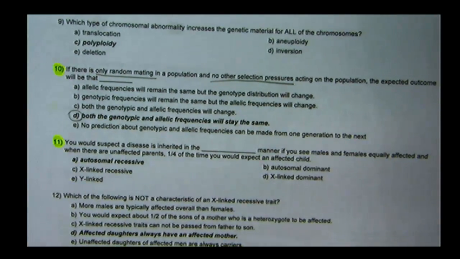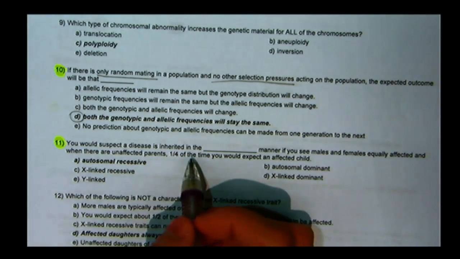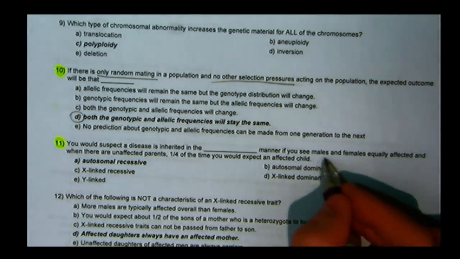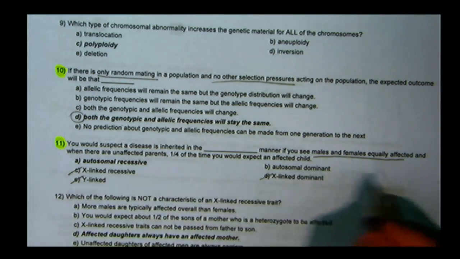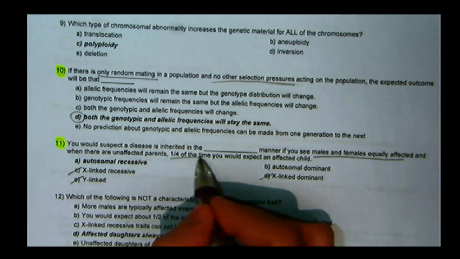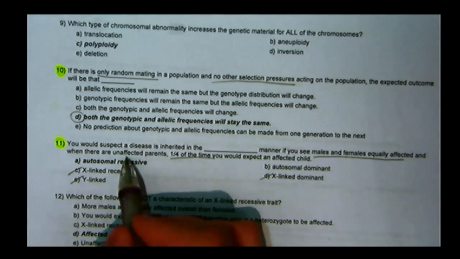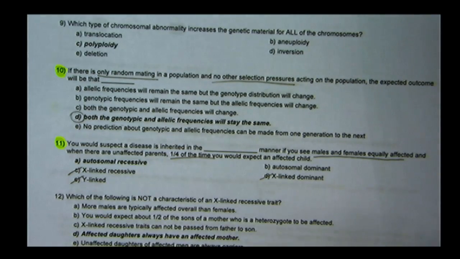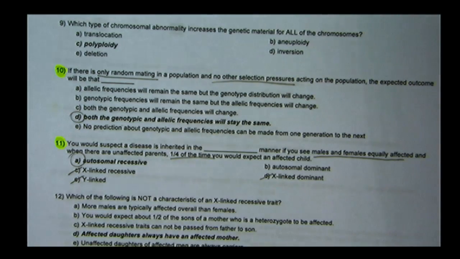Okay, and here we have trying to figure out what the pedigree type is. So males and females equally affected, you should automatically think autosomal. So nothing with the sex chromosomes. And when there are unaffected parents, a quarter of the time you would have an affected child. So when you have unaffected parents but an affected child, that can't be dominant because the parents would have to give their dominant trait to the child, so it has to be recessive. You can also think that if you have an unaffected parental generation, skipping generations is a trait of autosomal recessive.